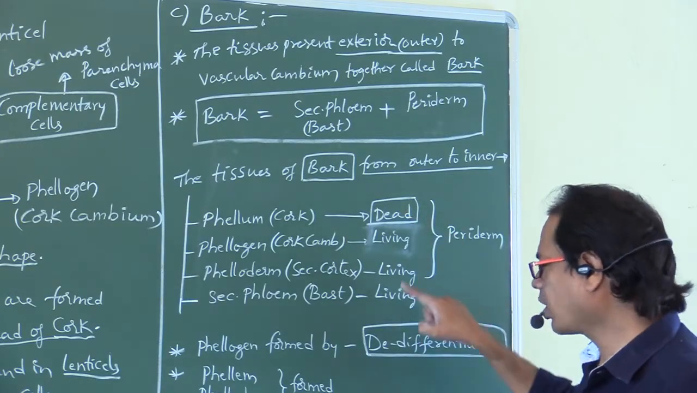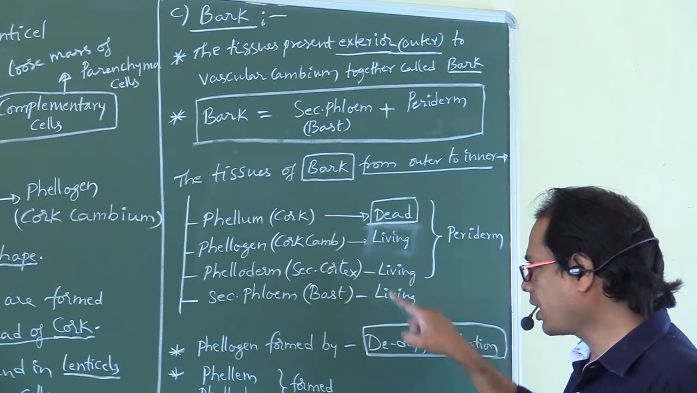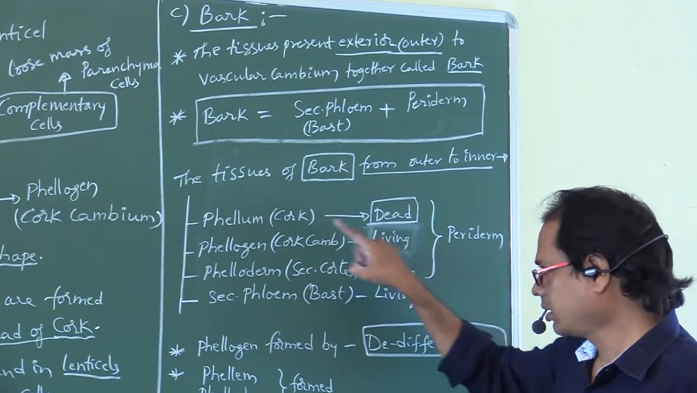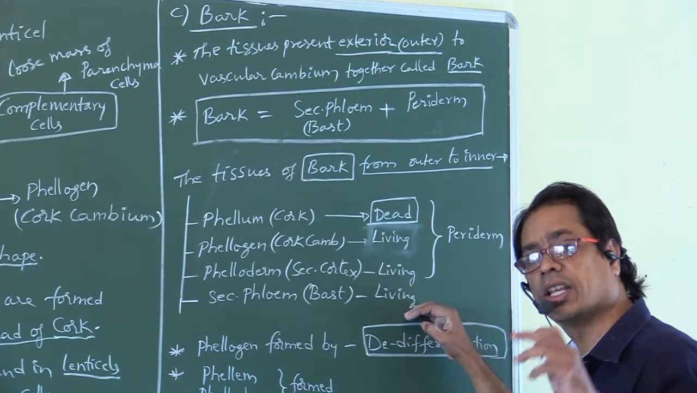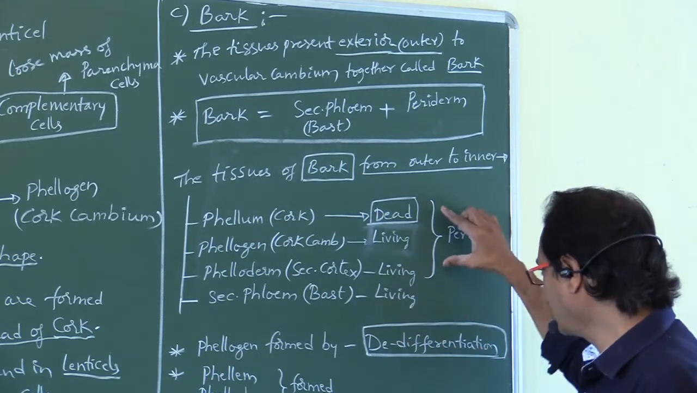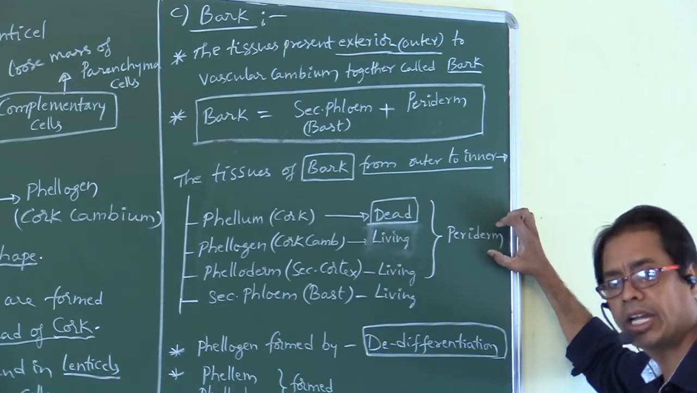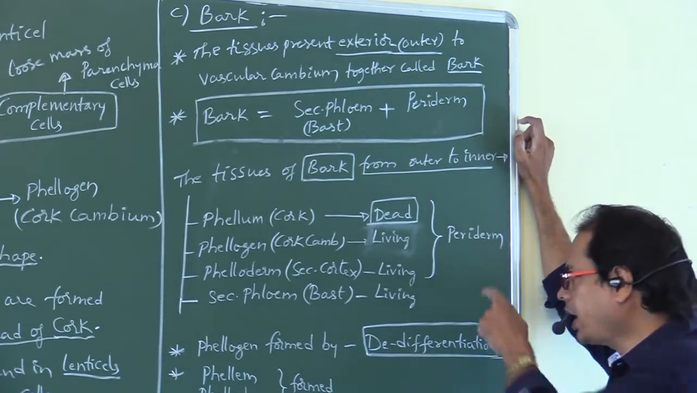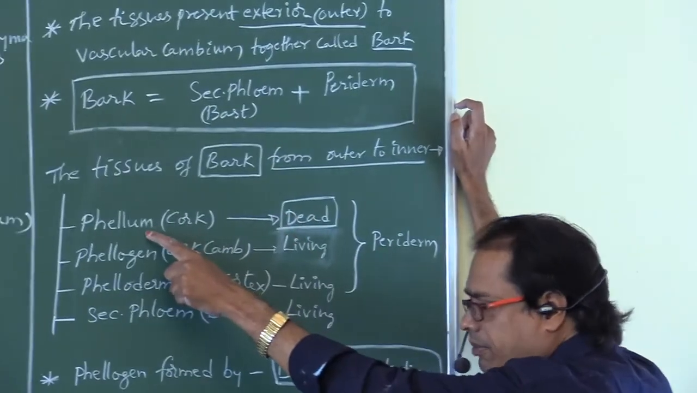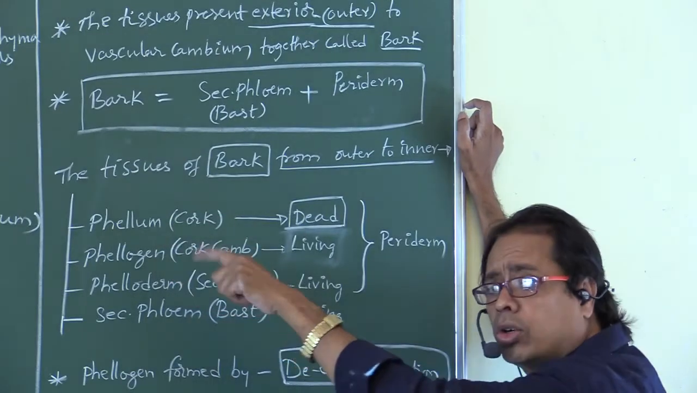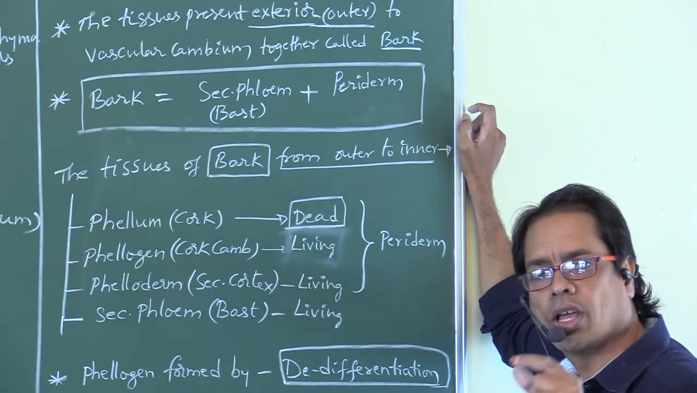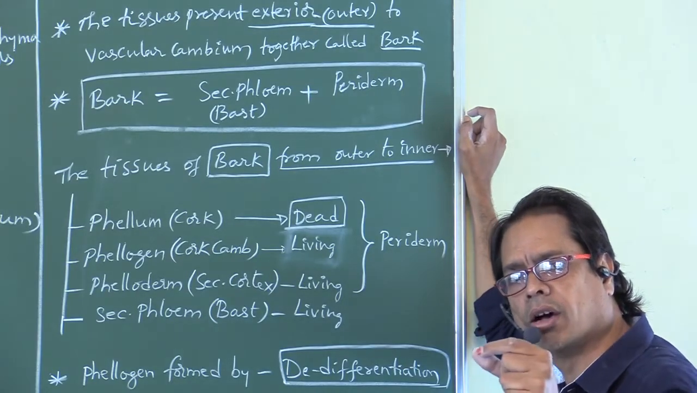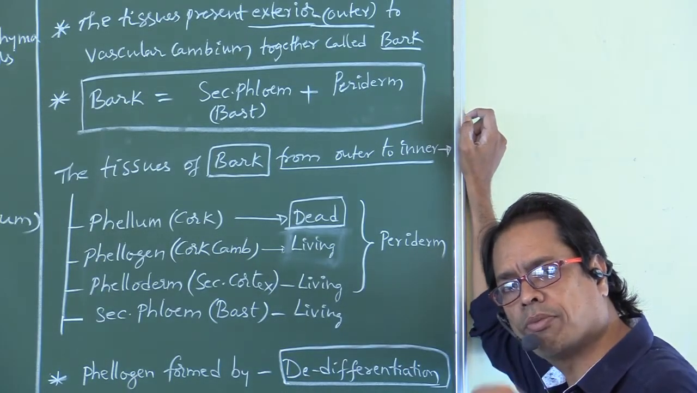So the number of dead components in bark is 1, that is phellum. The number of living components in bark is 3. These 3 layers together are called periderm. The outermost layer of periderm is phellum. The outermost layer of bark is phellum. So the outermost layer of periderm is the outermost layer of bark.